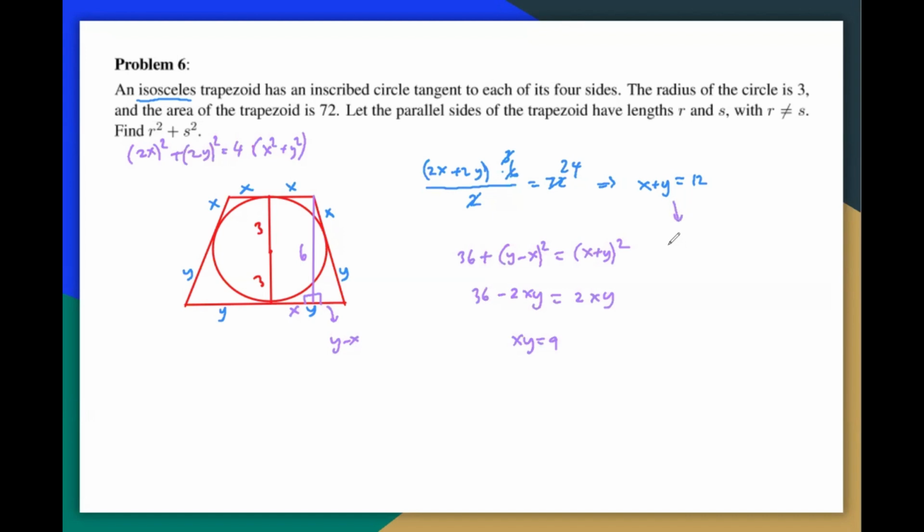If I square this equation, I'll get x squared plus 2xy plus y squared equals 144. And then I know xy is 9, so I'll double that and subtract from both sides. So x squared plus y squared is going to be 144 minus 18, which is 126. But we are looking for 4 times this. So 4 times 126 is what we are interested in. 4 times 100 is 400, 4 times 20 is 80, and then 4 times 6 is 24. So 480, and then 504.